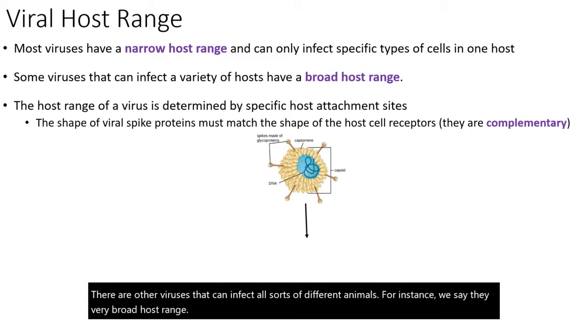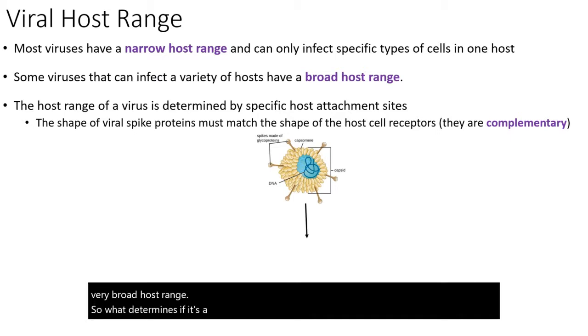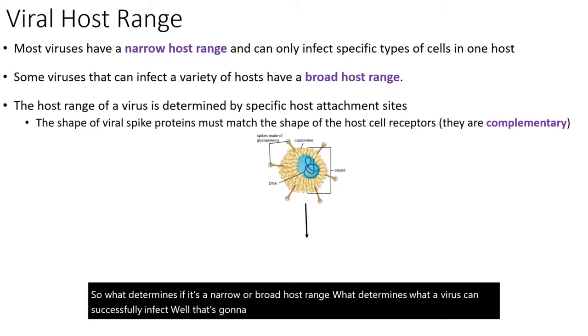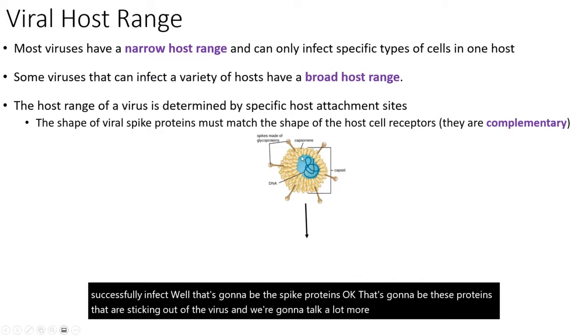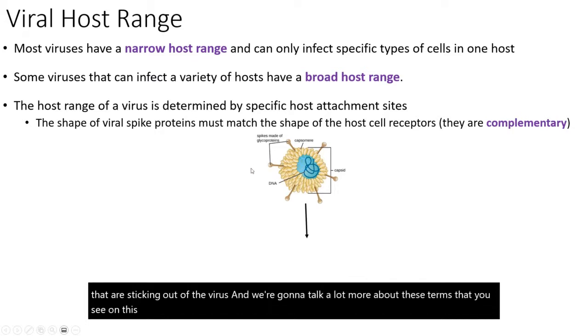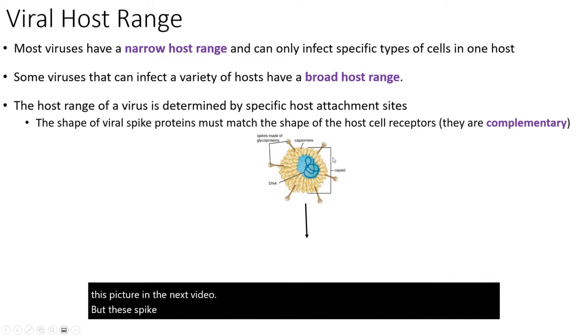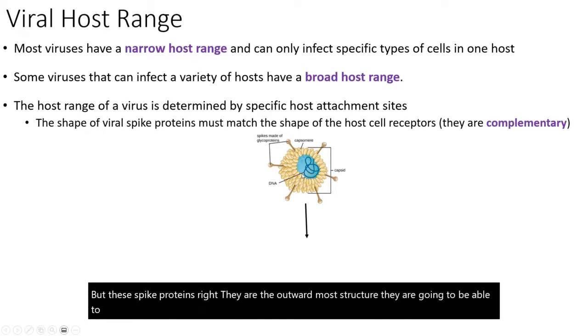So what determines if it's a narrow or a broad host range? What determines what a virus can successfully infect? Well, that's going to be the spike proteins. These are the proteins that are sticking out of the virus. We're going to talk a lot more about the terms you see in this picture in the next video. But these spike proteins are the outermost structure. They are going to be able to bind to specific receptors on the host cell.